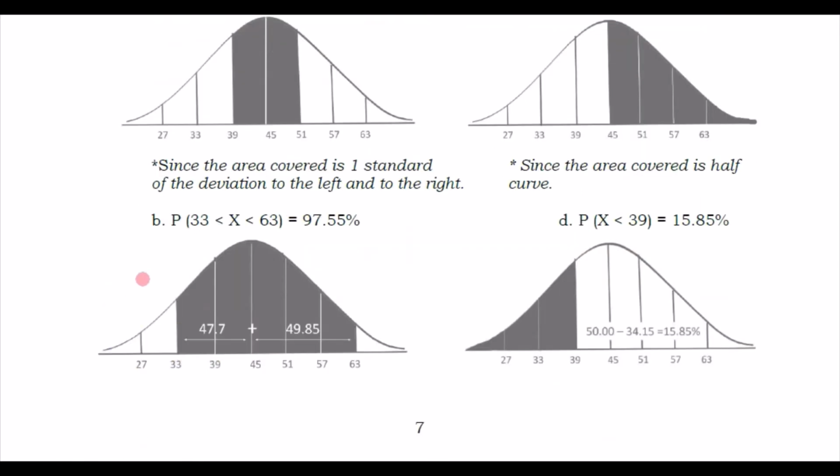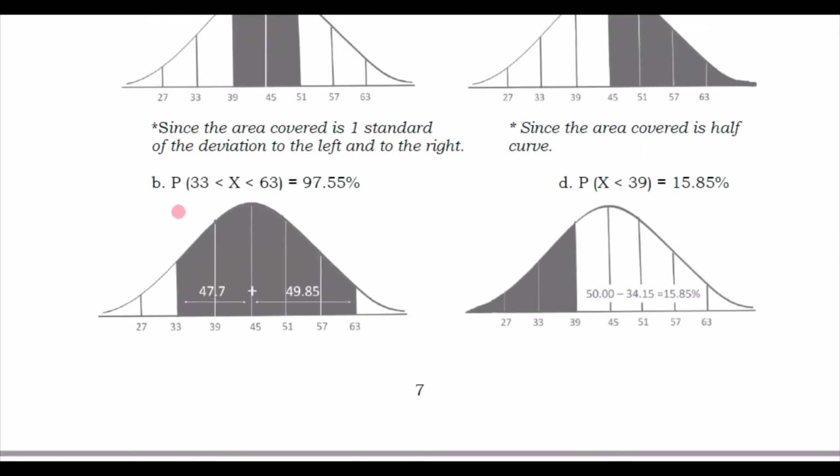Letter B. The probability of 33 is less than x and is less than 63. Okay, so ito yung hinahanap natin. Okay, the probability of 33 is less than x and is less than 63. Okay, so paano natin yan makikita? So, hanapin natin yung 33. Nasaan yung point ng 33? So, nandito siya. At nasaan yung point ng 63? So, nandito siya. Nasa third point.